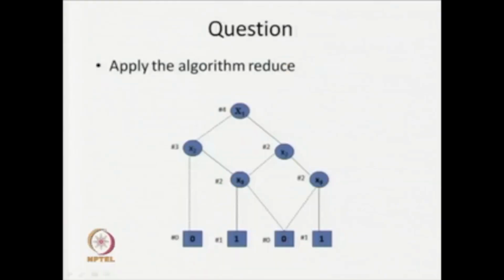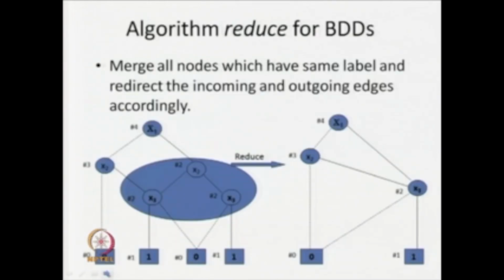So, in that case, the next phase is merging. These 3 nodes are having the same label, so we can merge them together and ultimately we are going to get this particular reduced BDD. So, merge all the nodes which have the same label. These 3 are having the same label, we are going to reduce them to 1 node and accordingly we are redirecting the inputs and outputs. So, ultimately we are going to get this particular reduced BDD.